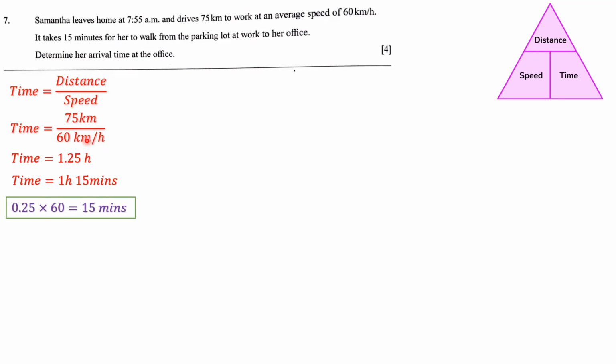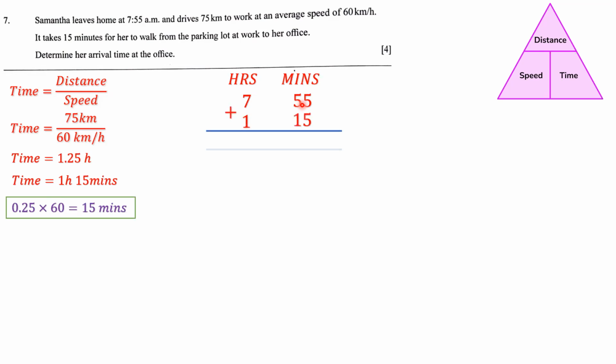All right. Now, there's another thing. It takes her 15 minutes to walk from the parking lot at work to her office. So she arrived at work in an hour and 15 minutes, leaving home at 7:55. But she has to walk from the parking lot to the office, so that takes up some time. So we have to add that, right? So we have hours and minutes. Remember, it's 7 hours and 55 minutes.